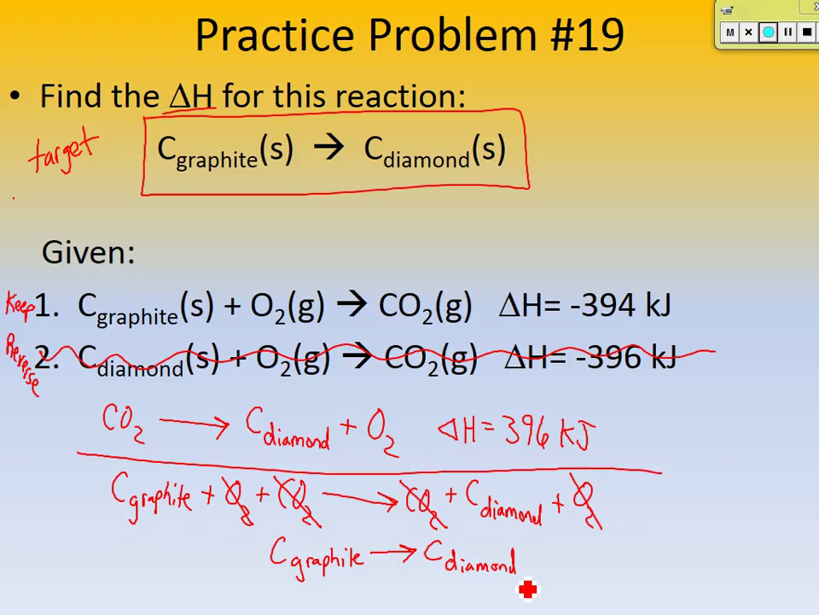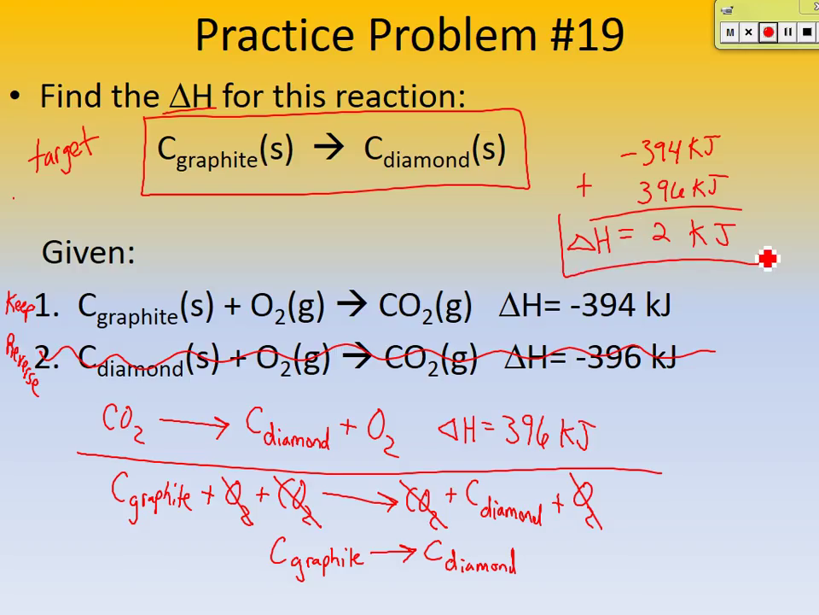Did we make our target? Yes, we did. So now we just got to add our delta H values together. So we've got delta H of minus 394 kilojoules. And we added that to this delta H of positive 396 kilojoules. What does that equal, guys? 2 kilojoules. So my delta H is equal to 2 kilojoules.